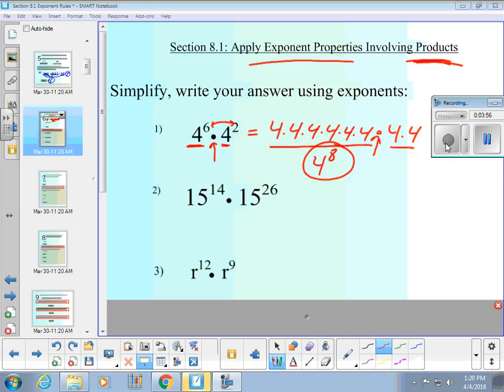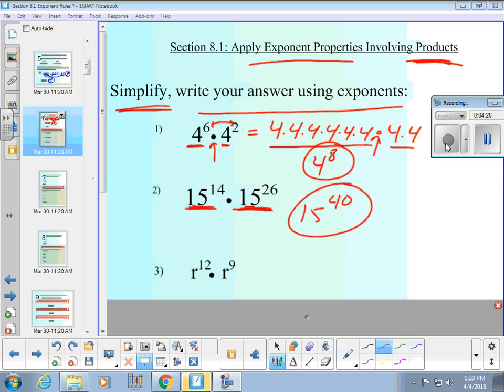Look at the next one. I've got some big numbers here, 15 to the 14th and 15 to the 26th. It's some huge number. I don't really want to evaluate this and find the final answer. We're just going to simplify as the directions want us to do and write our answer using an exponent. Well, since these are the same base, this is like 14 15s multiplied together, and this one is like 26 more 15s multiplied together. And if I wrote it all in expanded form like I did above, it'd be 40 15s multiplied together. So I can just write that as 15 to the 40th power.